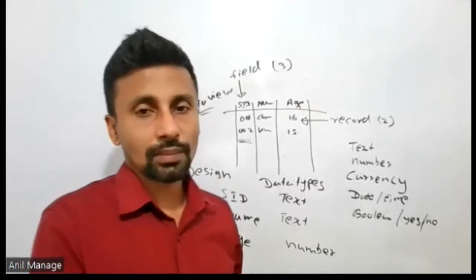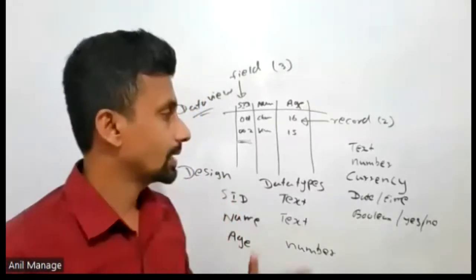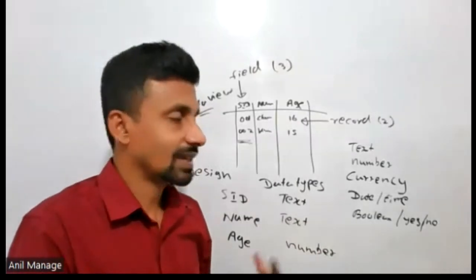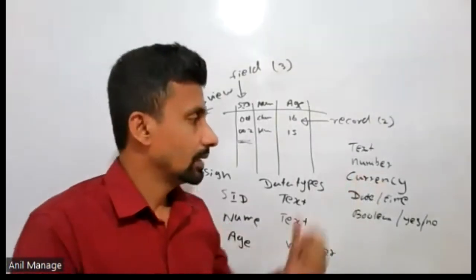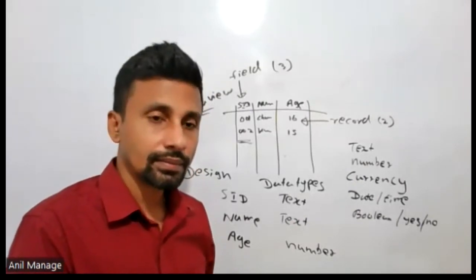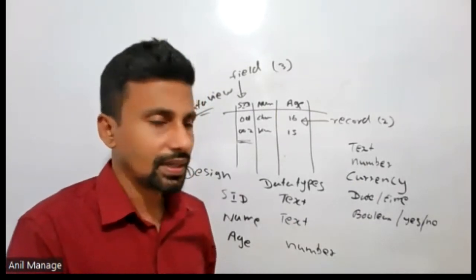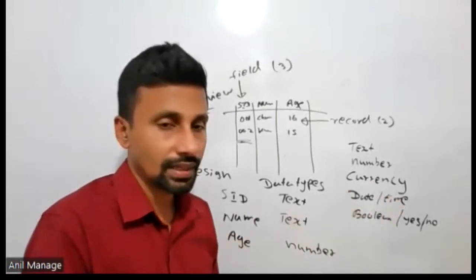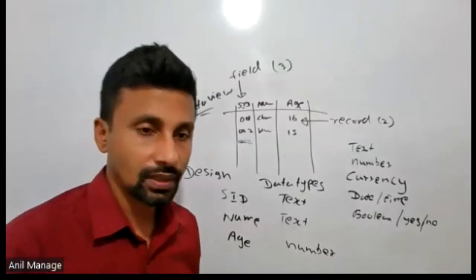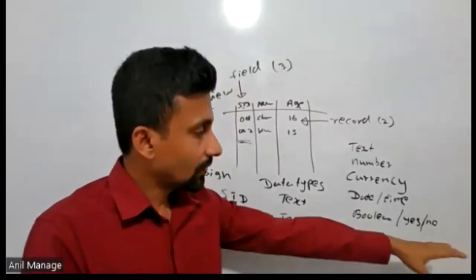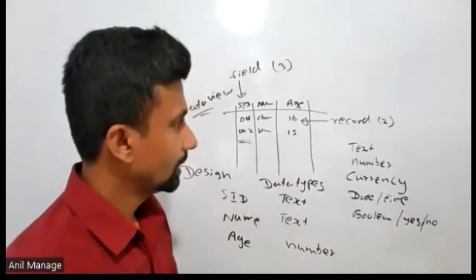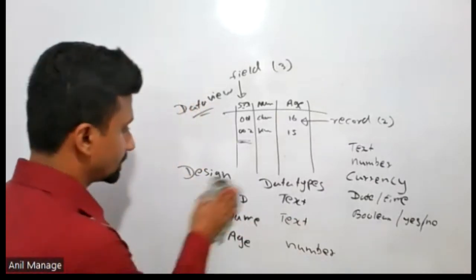Then you have something called currency. Currency means amount, fee or class fee, something like that. If you are going to store that, the data type should be given as currency. Date and time: date of birth, join date, receiving date, whatever, will be given as date and time. Boolean, yes or no, whether you have paid or not, whether you have participated or not. That kind of data, if you are going to store, that is Boolean or yes/no, right? So these are the data types.